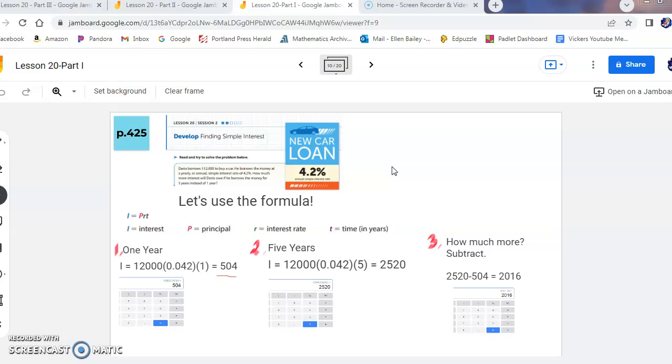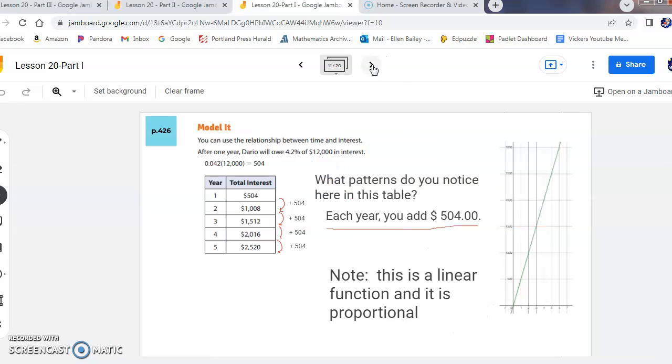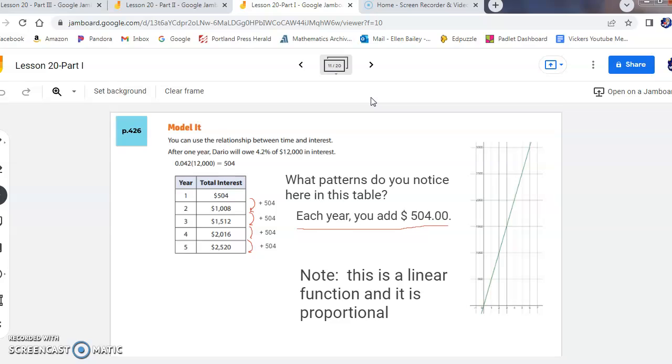This is the page that we ended on in the last video. So I just want to remind everybody that what we did here for this problem about Dario borrowing $12,000 at this percent rate is we figured out what his interest would be for 1 year, what his interest would be for 5 years, and then subtracted to get our answer. All right, so let's turn over now to page 426.